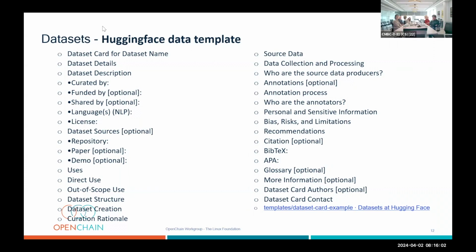I noticed Dave was unmuted. Did you have something to add? I'm not sure if the conversation has passed this point, so that's why I muted again.